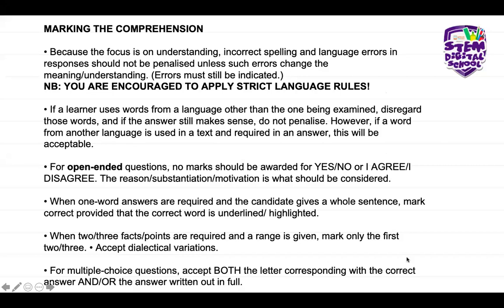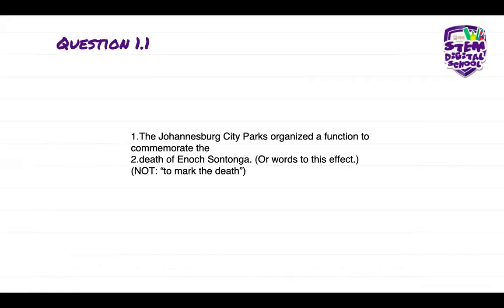Question 1.1 asks, explain in your own words why people met at the Braamfontein Cemetery, which is in paragraph 1. The answer here is that the Johannesburg City Parks organized a function to commemorate the death of Enoch Sontonga. Okay, remember, it's not to mark the death, it's to commemorate the death. When you commemorate something, it's just when you remember something.